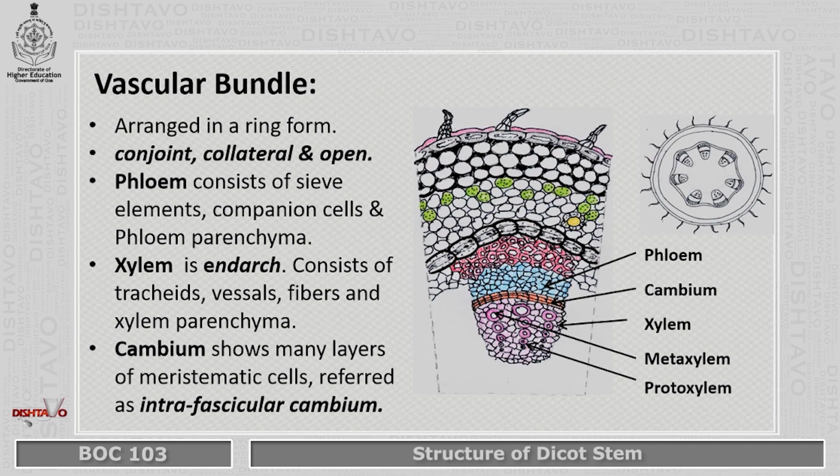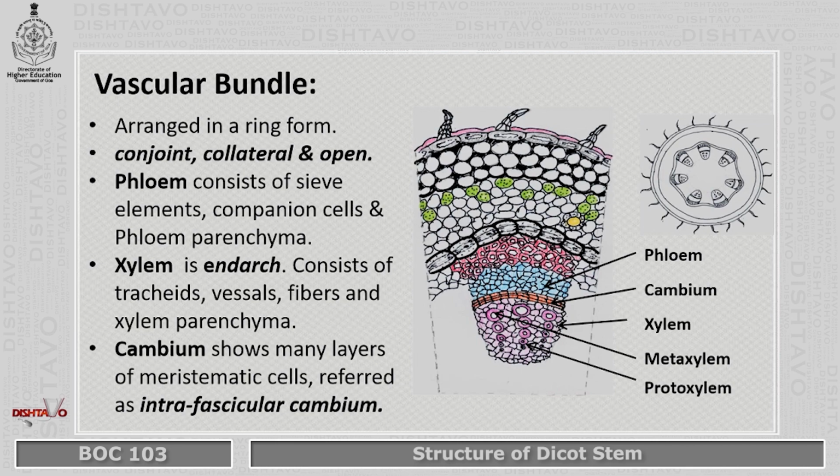The next layer is the vascular bundle. Now these vascular bundles are arranged in a ring form. Now this is a striking characteristic of a dicot stem. The vascular bundle is conjoined, collateral and open, meaning here xylem and phloem are present side by side and there is presence of cambium in between them. Normally, phloem is present towards the periphery and xylem is present towards the center region.